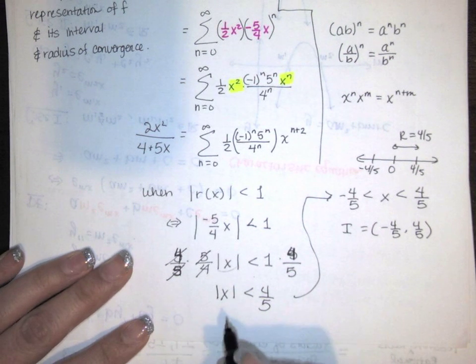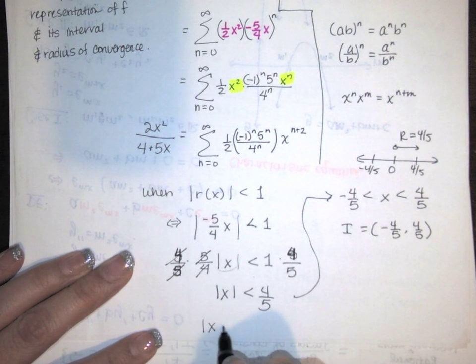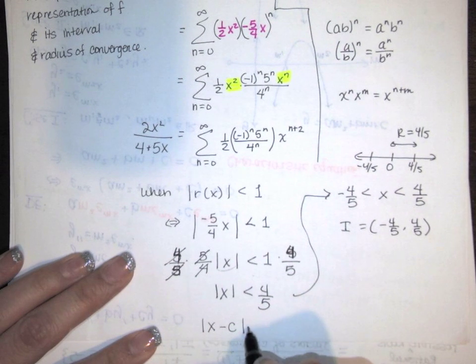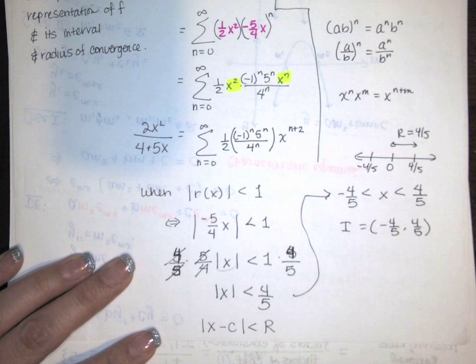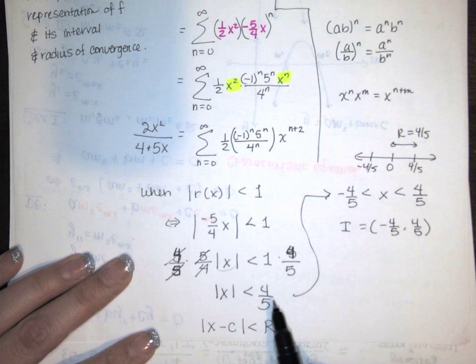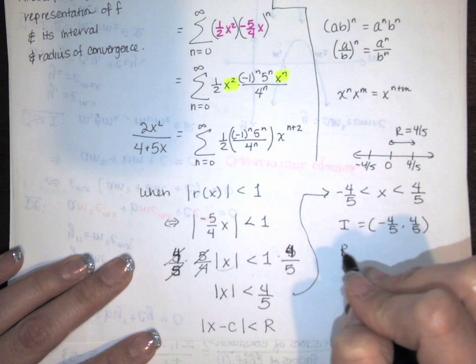Or you can compare this inequality to the absolute value of x minus c being less than r. c is what we're subtracting from the x, so it's 0, and r is on the other side of that absolute value, or on the other side of that less than sign. So those are your options.